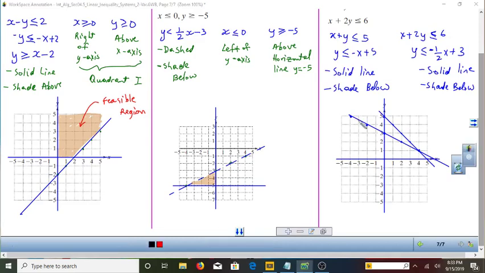So let's start looking at where we shade. We're shading somewhere in the first quadrant that is below both lines. So it must be below this line and at the same time below this line in the first quadrant. So it cannot be this little piece right here because it's above one of the lines. Can't be this region here because it's above one of the lines. Can't be this region here because it's above both lines. It has to be this region because it's below both lines in the first quadrant. So the feasible region is this region right here.